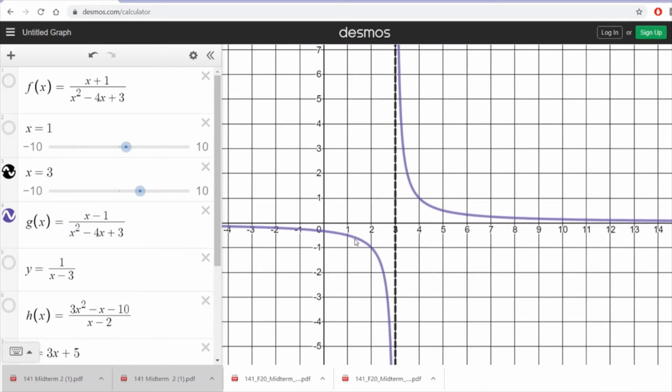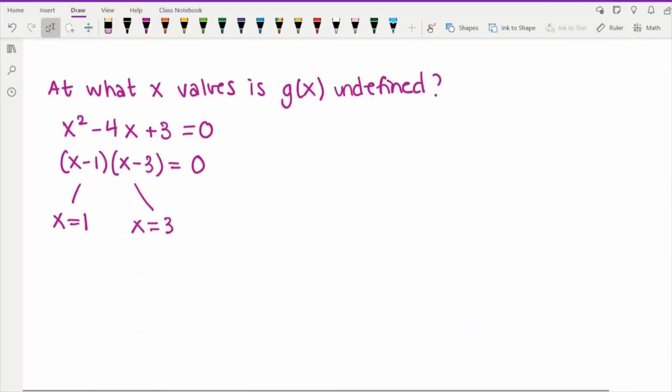So let's see what's going on at 1. Initially it might look like nothing's going on at 1, right? 1 looks fine. But if you actually trace along the graph, when you hit 1, you'll see that it says undefined. Actually at 1, the graph is undefined. So in this case, we don't have two vertical asymptotes. Instead, we have a vertical asymptote at 3, and we have a hole at 1. Okay, so what's going on here? What is different between these two functions that is causing that to happen?